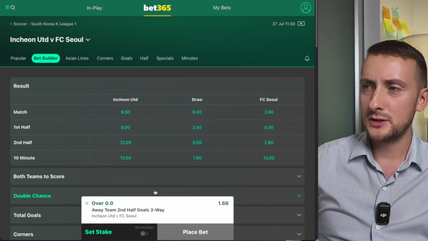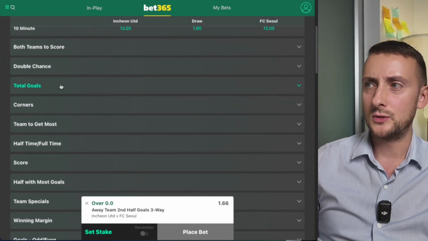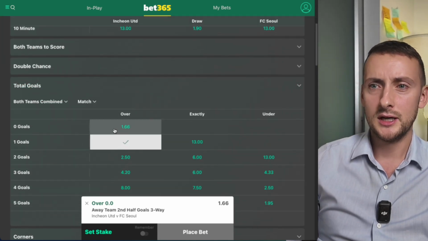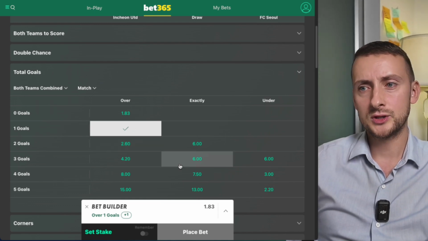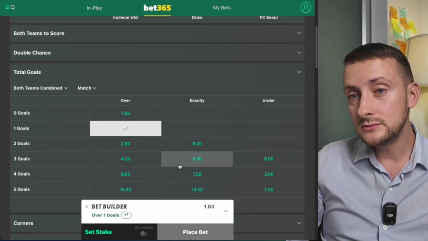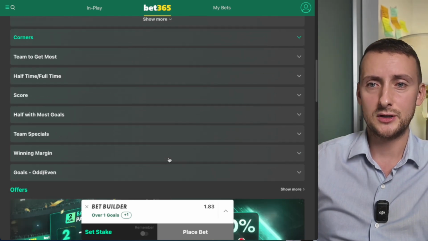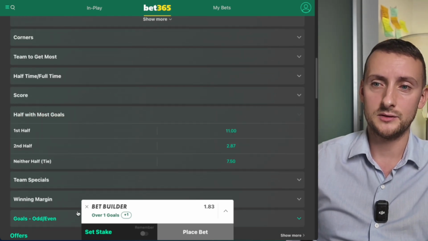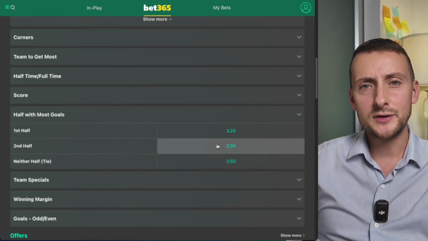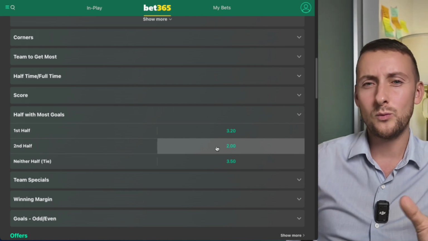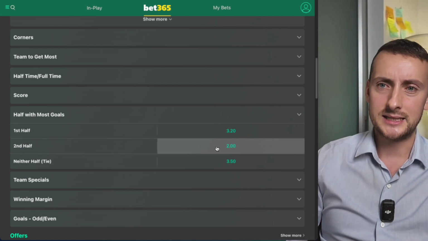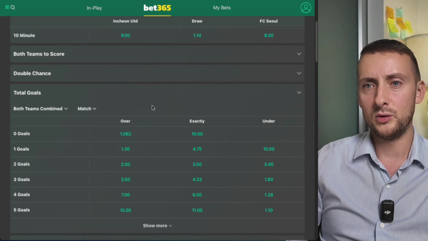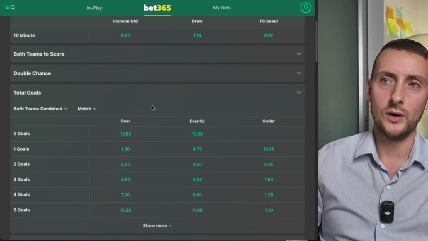So for them to score in the second half, 1.66. If we then go to total goals in the match, over 1 goal, it is 1.83 now. And of course, you could go with most goals in the second half at evens, 2.87 if you combine all of them. But I would say one or the other. There's no point trying to just throw more onto the slip. 1.87 for over 1.5 goals and a goal for X team. It's all about eliminating risk, as I said before.